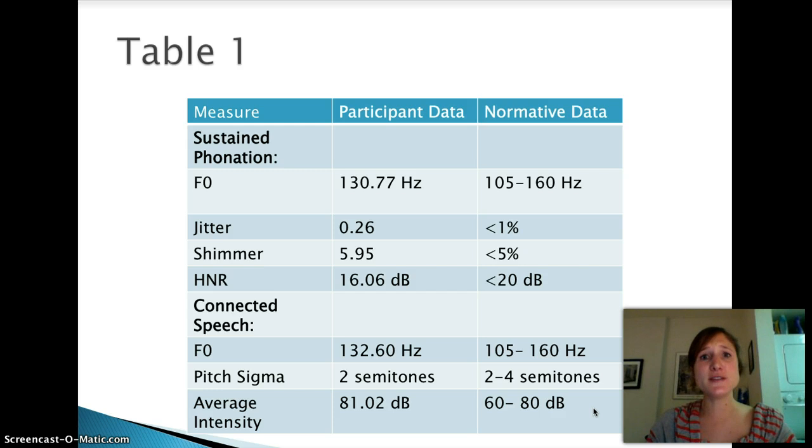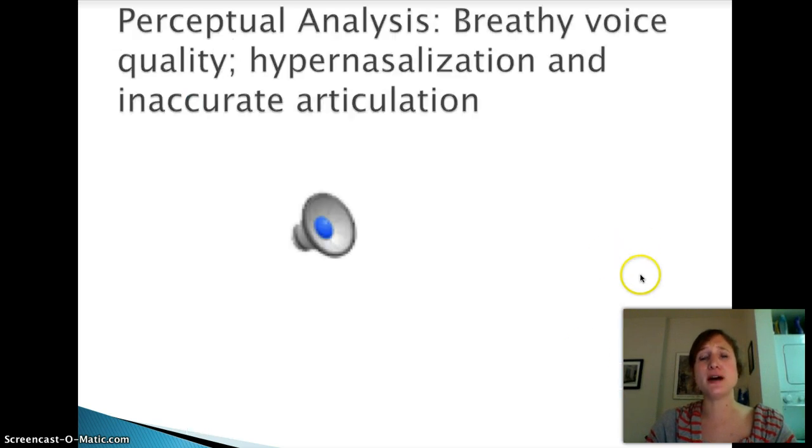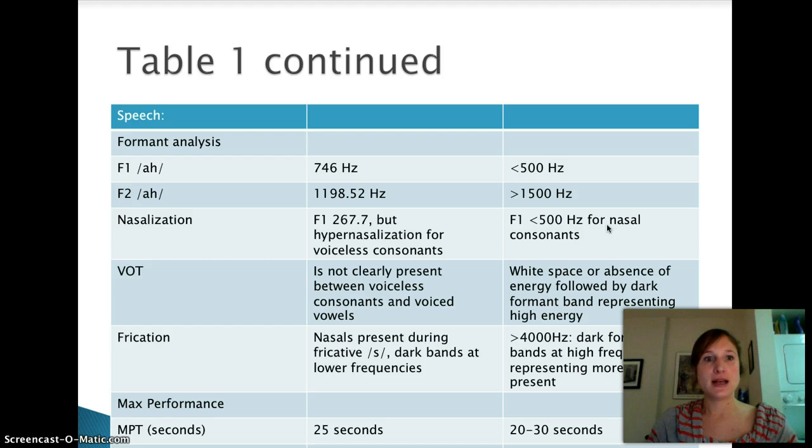So to check the voice quality from a perceptual observation, he definitely has a breathy voice, and there's also an indication of hypernasalization and inaccurate slurred articulation, especially with consonant sounds. So the acoustic and the perceptual measures do seem to meet up for the breathy voice quality. So now we'll move on to look more at the vowels and consonants in his articulation.